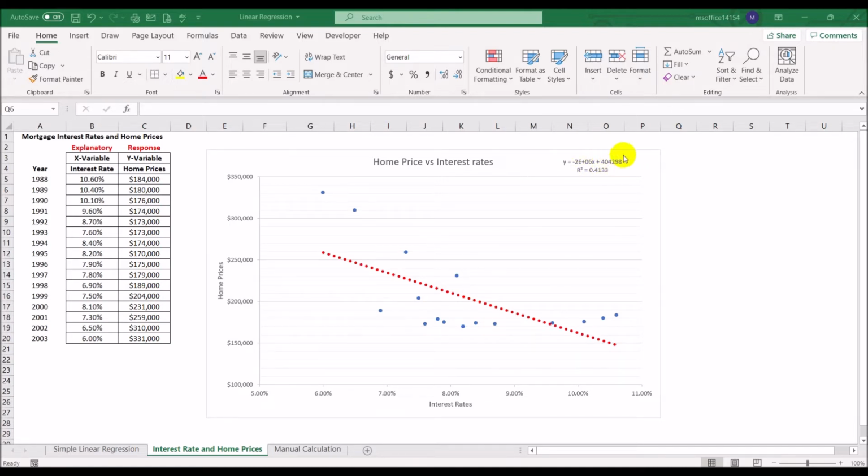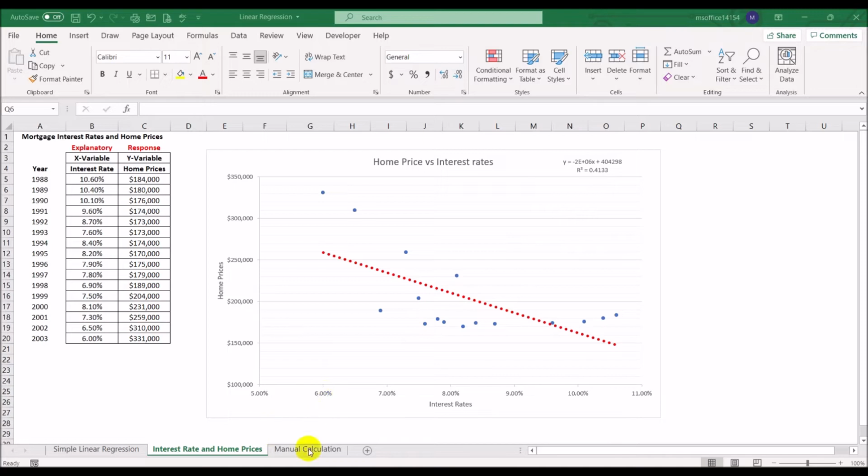Now over here we have the equation for the trend line. The value after the plus, the 404,298, is what is known as the y-intercept, and the number before the x is your slope. What that means is when x is 0, the bank is not charging you any interest, the home price would on average be about $404,000.